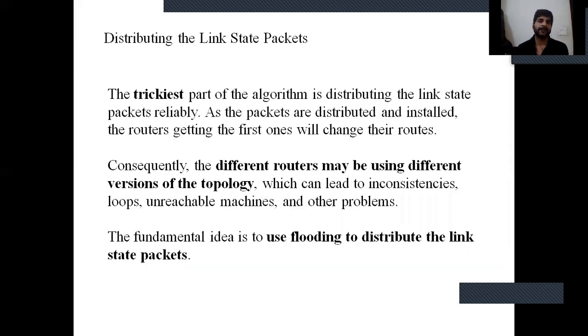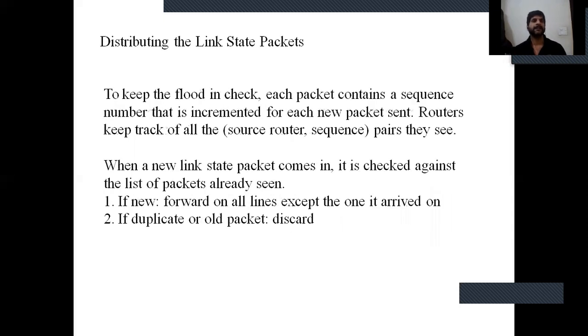Distributing the link state packets: the trickiest part of the algorithm is distributing the link state packets reliably. As the packets are distributed and installed, the routers getting the first ones will change their routes. Consequently, different routers may use different versions of the topology, which can lead to inconsistencies, loops, unreachable machines, and other problems. The fundamental idea is to use flooding to distribute the link state packets, and to keep the flood in check.